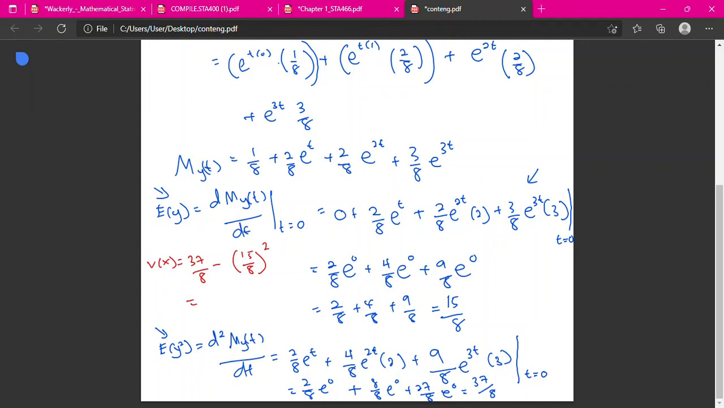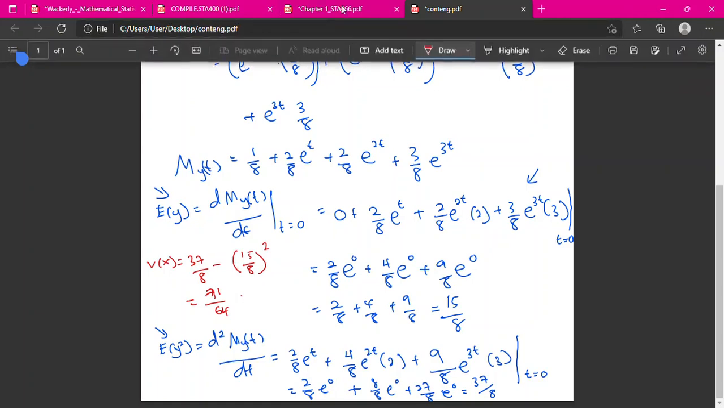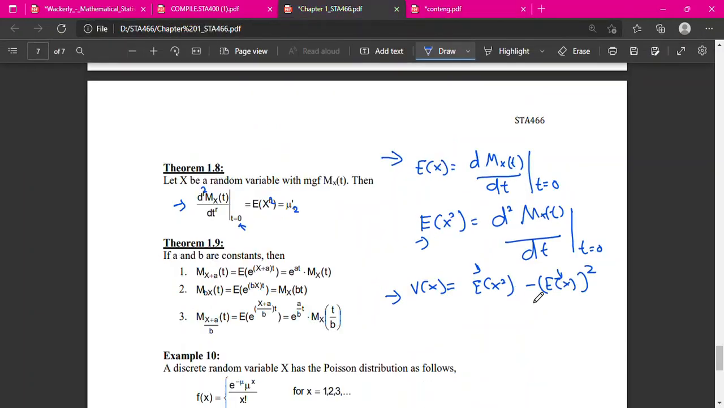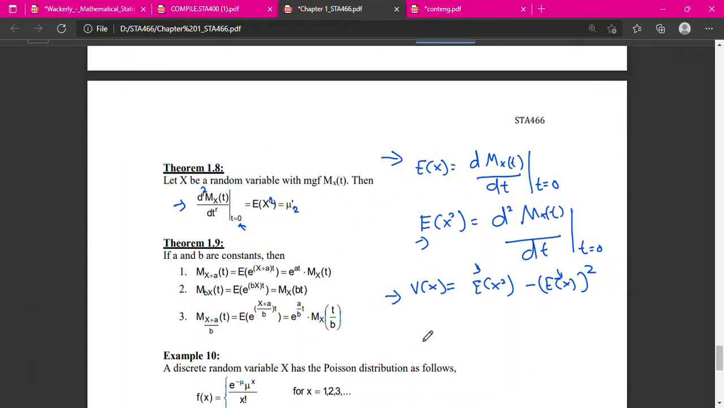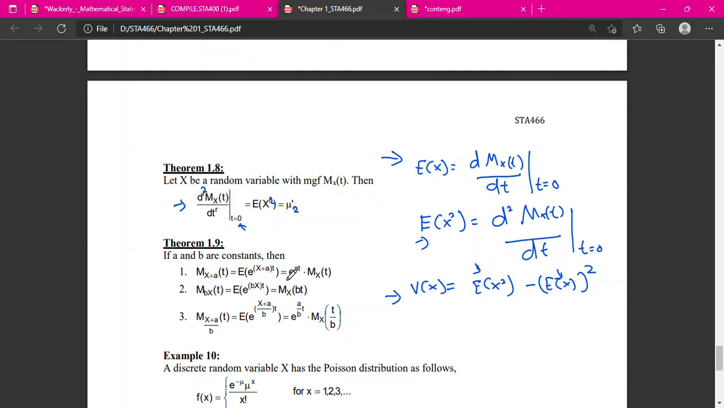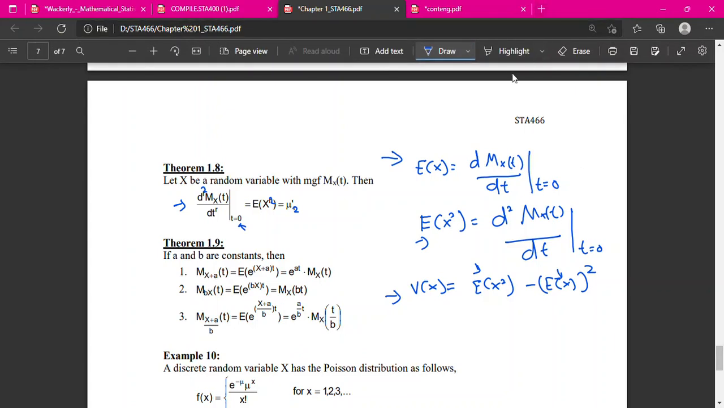So it is 71 over 60. Right, so that is the way how you use the MGF function to find the mean and also the variance. Okay, so let me explain a little bit about the properties of the MGF.